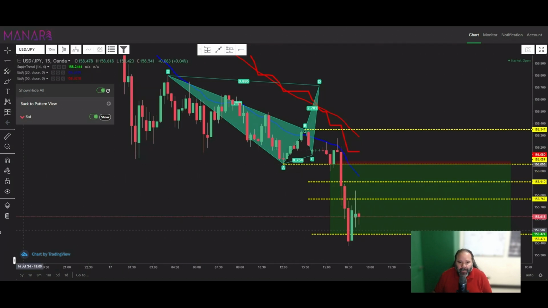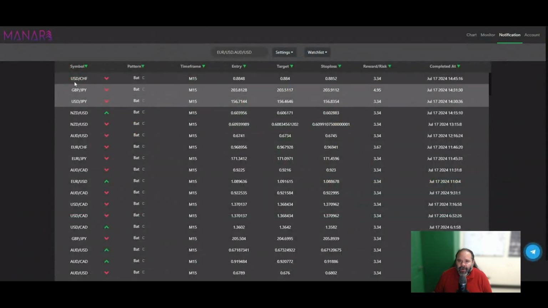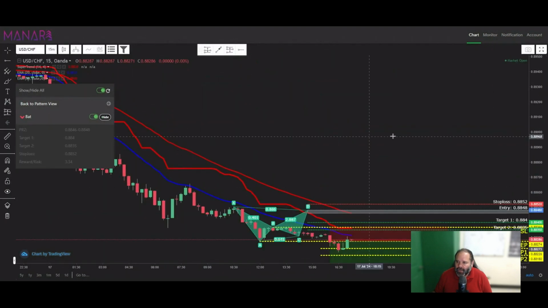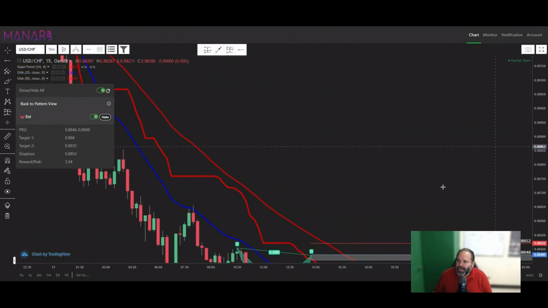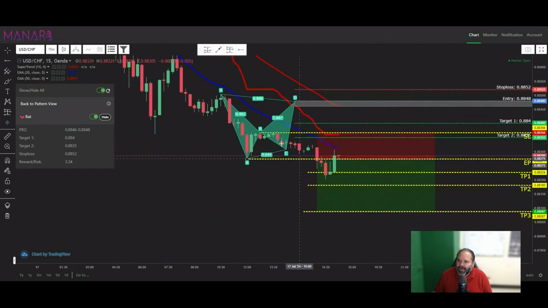Now, let's check a little bit about the correlation. Let's start with the first one that we checked, dollar Swiss franc. So dollar Swiss franc, as you can see, we could have taken a downtrend, a sell, right? Now, let's check correlation. Let me load my chart. Hold on. Correlation, let's see, USD CHF. Okay. Let me make it smaller. Oh, this is going to be a problem.